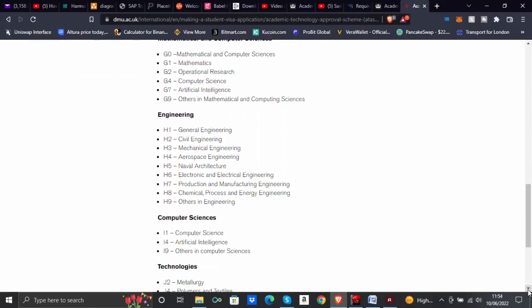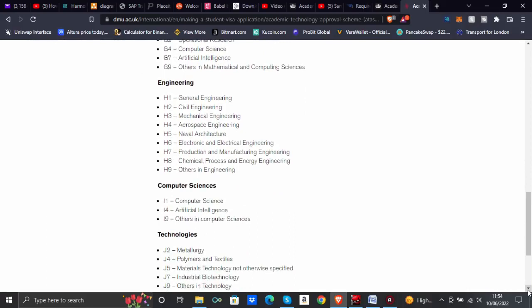But for those who are coming to do MBA, MSc, they are not required to have this, which is a good thing. I know most Nigerians come here to do MBA and all of that. It's a good thing. Once that is done, the next step is for you to make your application.